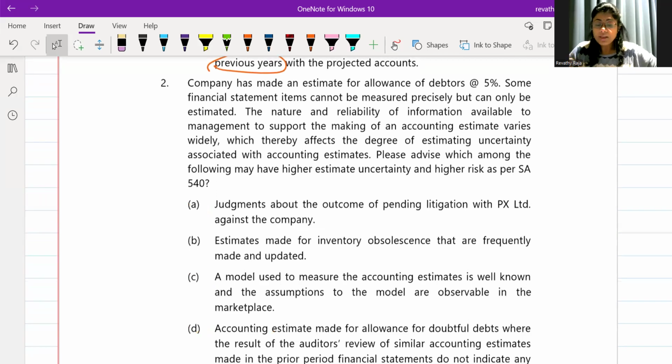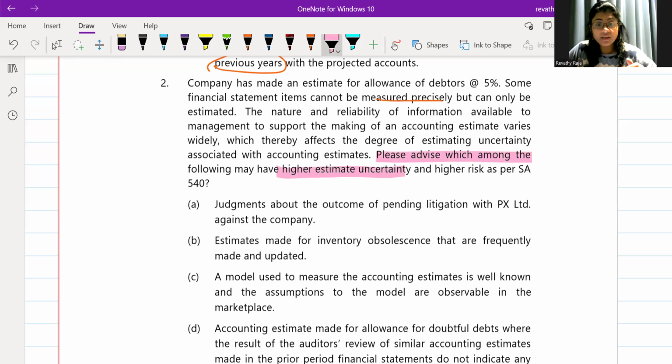Question 2. The company has made an estimate for allowance of debtors of 5%. Some financial items cannot be measured precisely, but can only be estimated. The nature and reliability of information available to management to support the estimate varies. Read the last sentence. Please advise, among the following, which estimate will have higher estimation uncertainty?